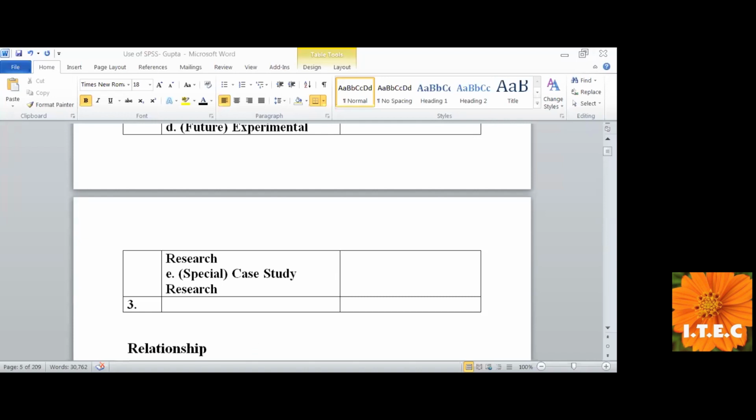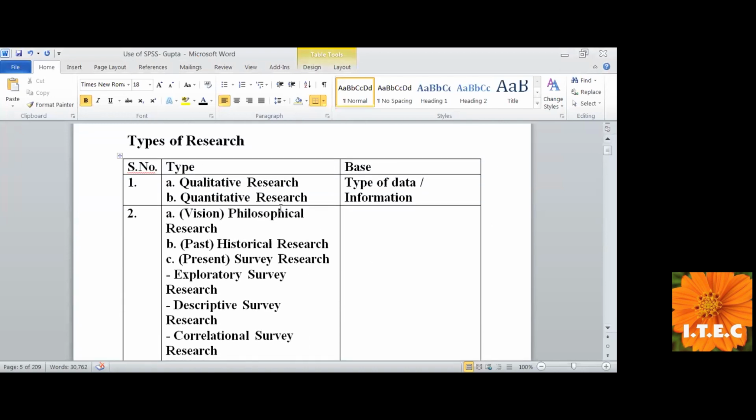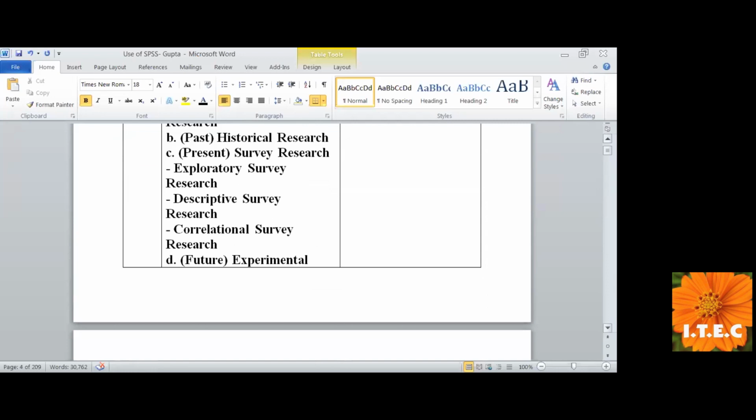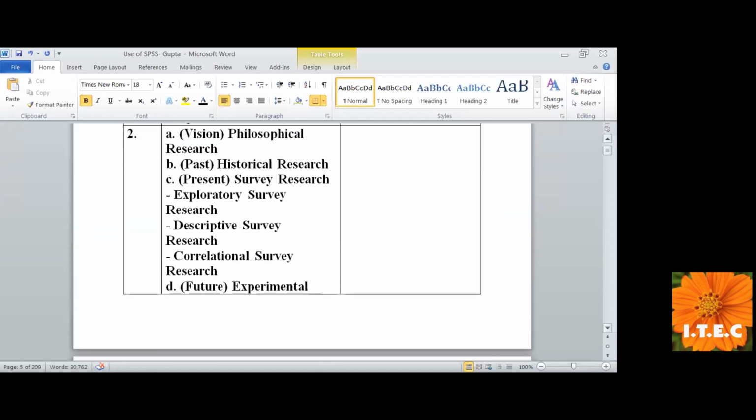So now, if you see, philosophical research is 100% qualitative in nature. Historical research is more qualitative, but there will be some quantitative also. In the survey, you will have both qualitative as well as quantitative information. In experimental, you will have quantitative information, and in case study, you will have both qualitative and quantitative. So qualitative and quantitative characteristics will be everywhere.